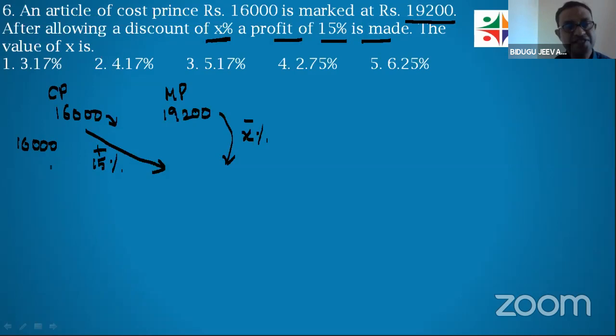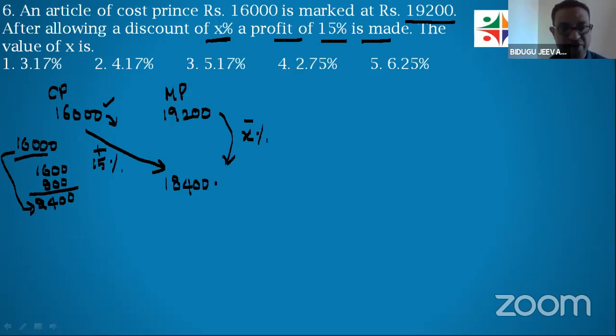16,000. In this, 10% is 1,600, 5% is 800, together 2400. So whenever he adds 2400, that is 18,400. Whenever he purchased at 16,000 rupees and sold it for 18,400, he gets the profit of 15%. Now look very clearly, how much is reduced here from marked price? 800 is reduced. Is it right? 800 reduced from here and sold it, selling price.